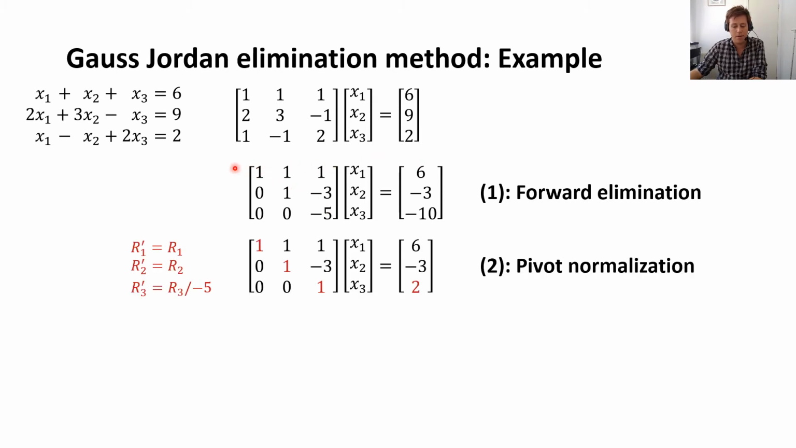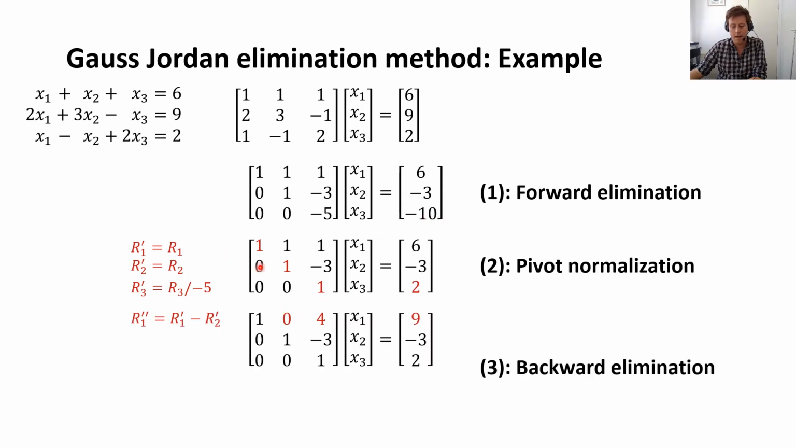The next thing we do is normalize the pivots, so divide each row by its pivot element. Here we already had ones, and the last row we divided by -5 to obtain the following system. Then we can easily perform a backward elimination. So now we remove the zeros which are above the main diagonal. That's what we do here.